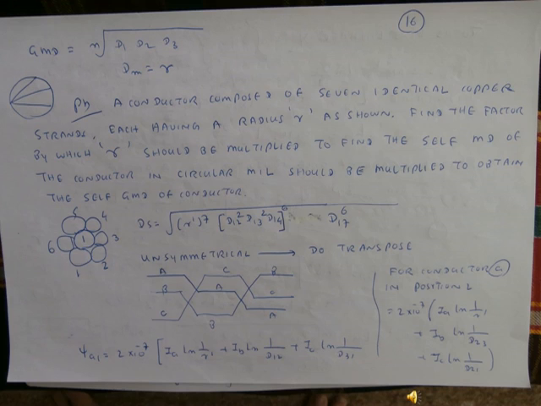Since the arrangement is asymmetrical, we have to do the transposition. In this case, phi A1 equals 2 multiplied by 10 power minus 7 times IA ln 1 by R dash plus IB ln 1 by D12 plus IC ln 1 by D31, for conductor A in the first position. So we write the equation 2 multiplied by 10 power minus 7 times IA ln 1 by R dash plus IB ln 1 by D12 plus IC ln 1 by D21. This is equation 2. We have to calculate with the formula.